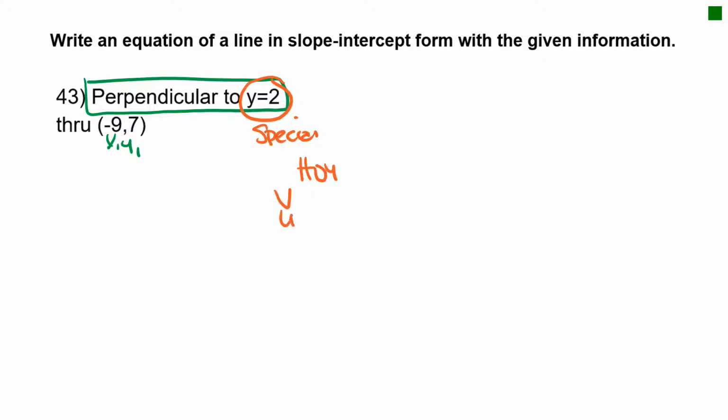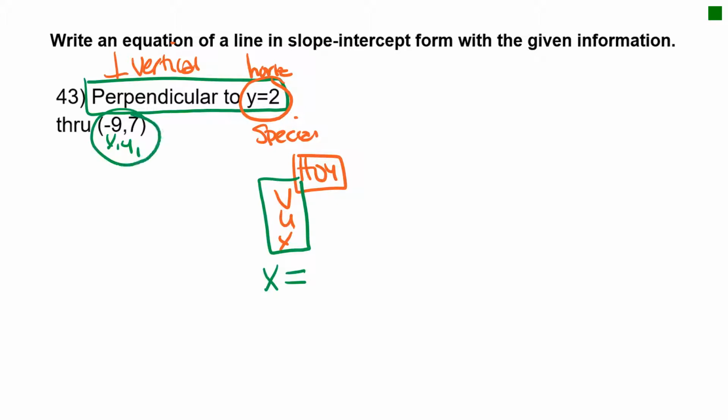Which one is it? I'm dealing with y, so it's a horizontal line. If I'm perpendicular to a horizontal line, that's like being perpendicular to the floor, which way does it have to be? It has to be vertical. So perpendicular would be vertical. So I'm really not Hoying this one. I need to Vux it. So I'm going to say x equals, look at my point, x is -9. Lucky 13.